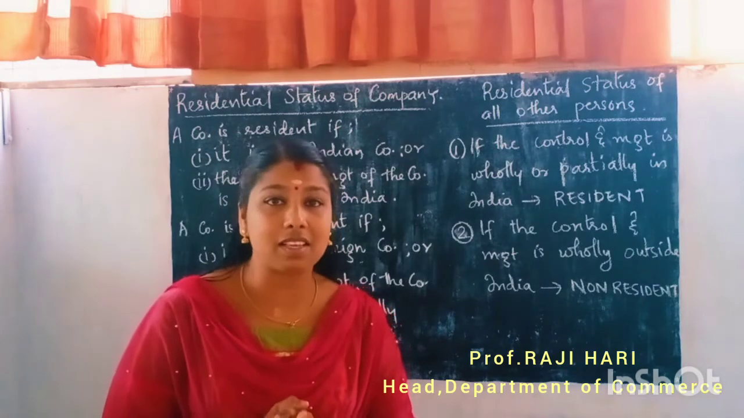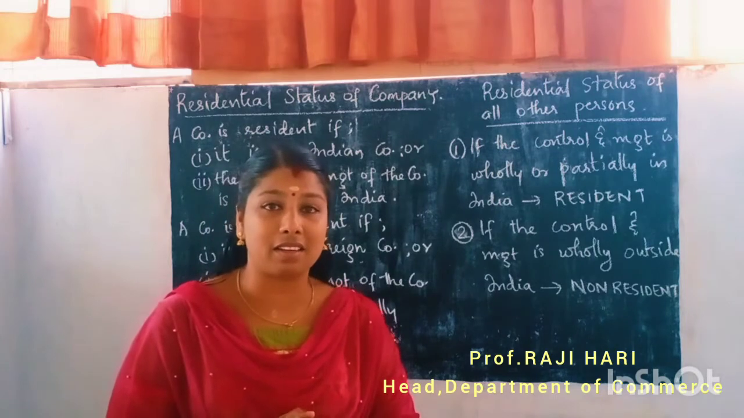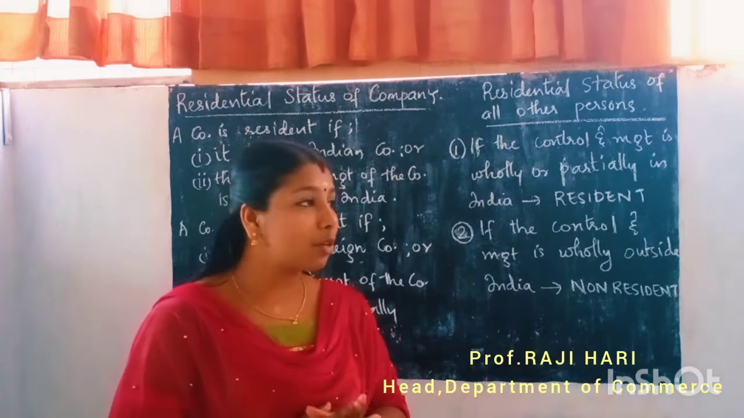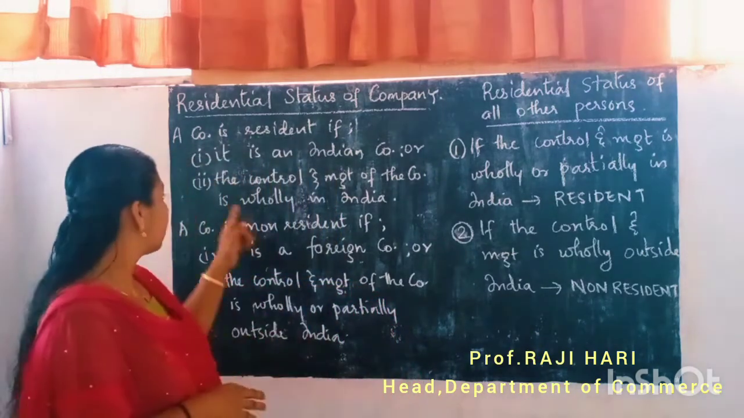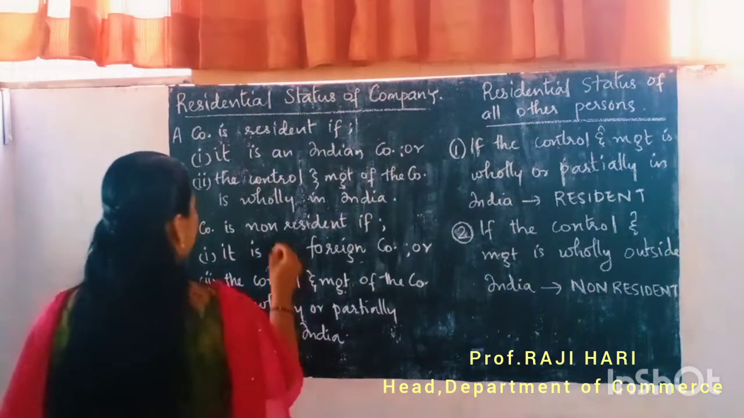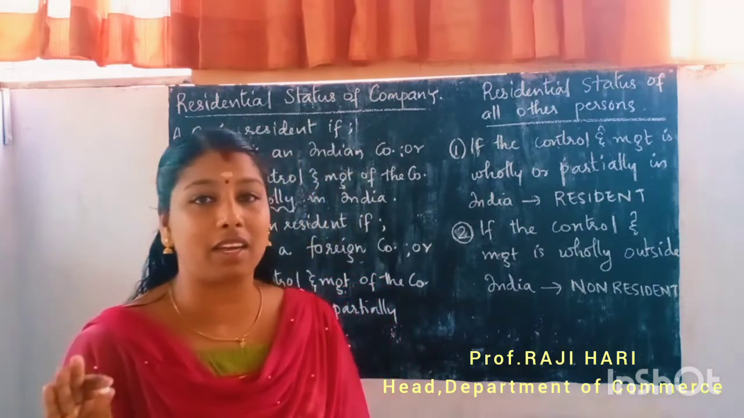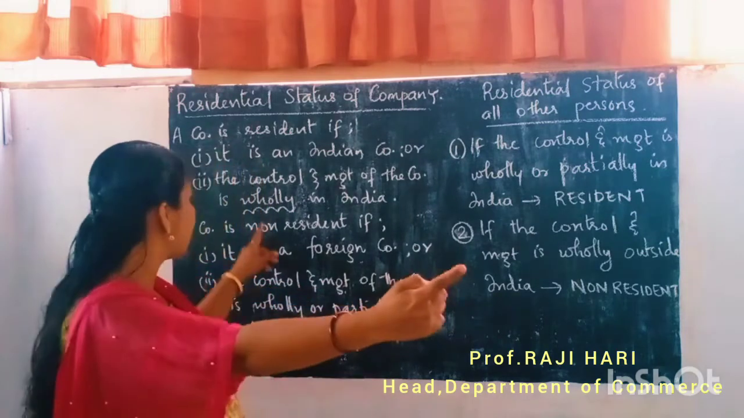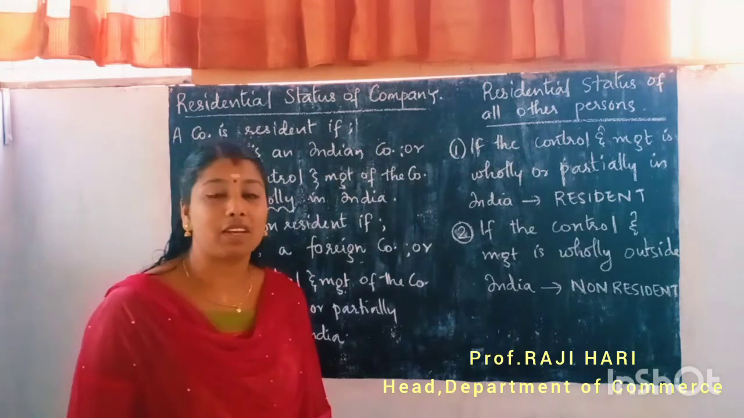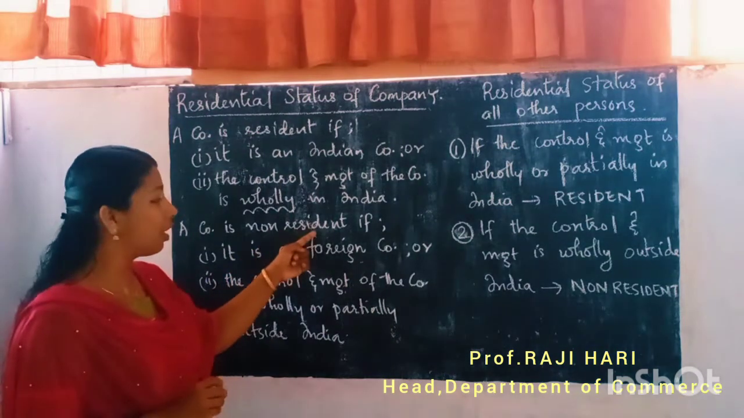An Indian company is a company which is formed and registered under the Indian Companies Act 1956 or any former act. So it is an Indian company, or the control and management of the company is wholly in India. If it is partially from India, it is not a resident company. So a company is resident if it is an Indian company, or the control and management of the company is wholly in India. So what is a non-resident company?